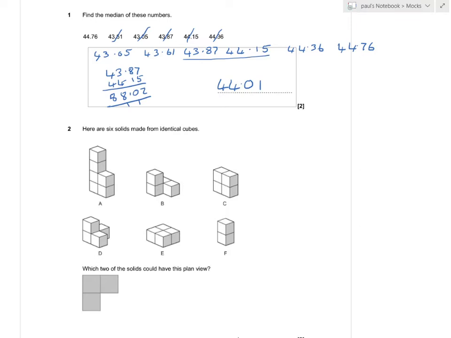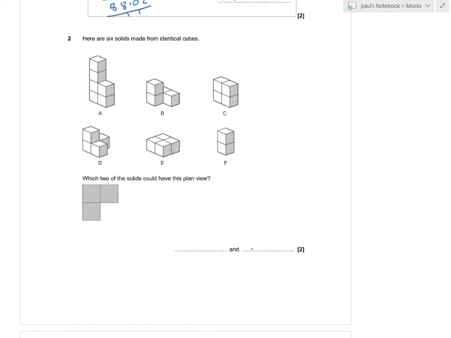Right, here are 6 solids that are made from identical cubes. Which 2 of the solids could have this plan view? The plan is looking down. So it could be, we've got 3, could be this one, D, or B. So D and B.